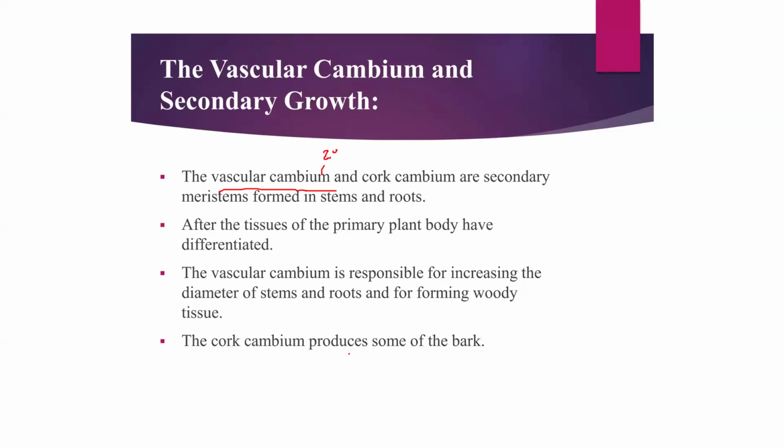So the cork cambium produces bark. This is present towards the cortex region. And what happens? The epidermis ruptures due to the increase in these tissues, and they produce the bark. Okay, this cork cambium produces the bark, whereas the vascular cambium produces the secondary xylem and secondary phloem.